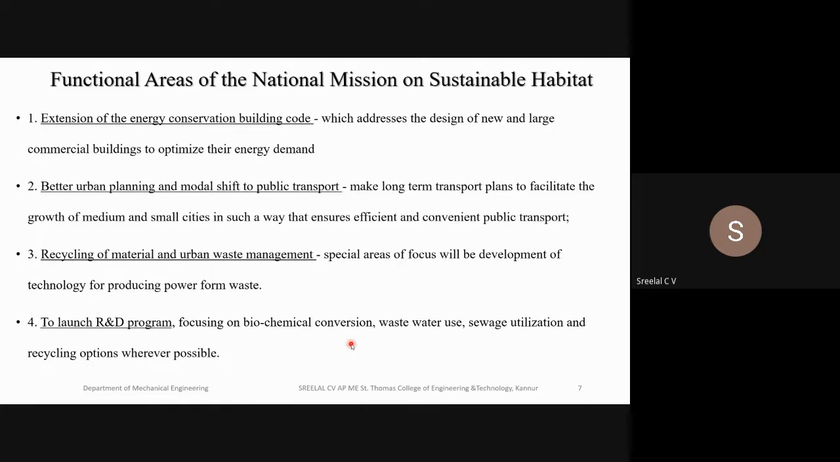So, the extension of the energy conservation building code addresses the design of new and large commercial buildings to optimize the energy demand. Okay, so can you please tell me what we are actually utilizing the energy for? If you're considering a building, what are the factors through which the energy is utilized?